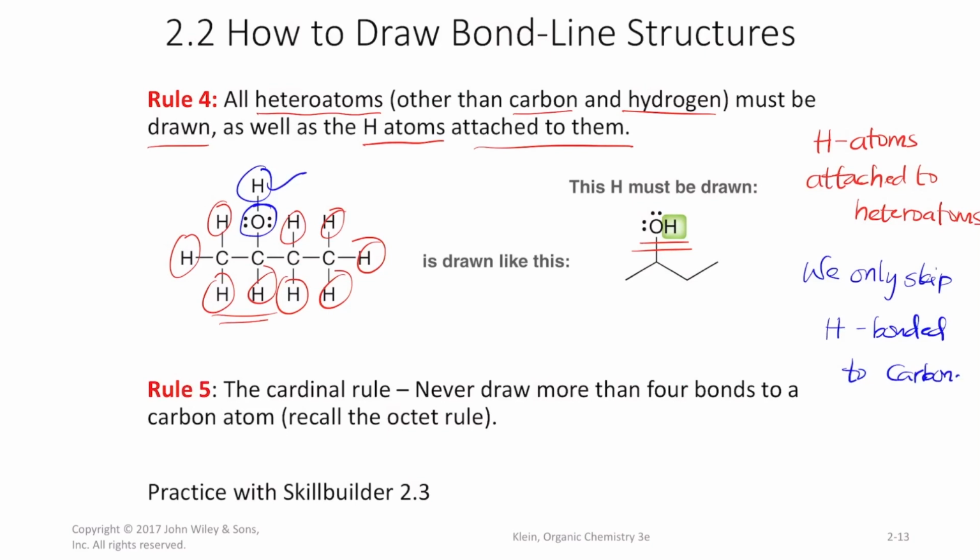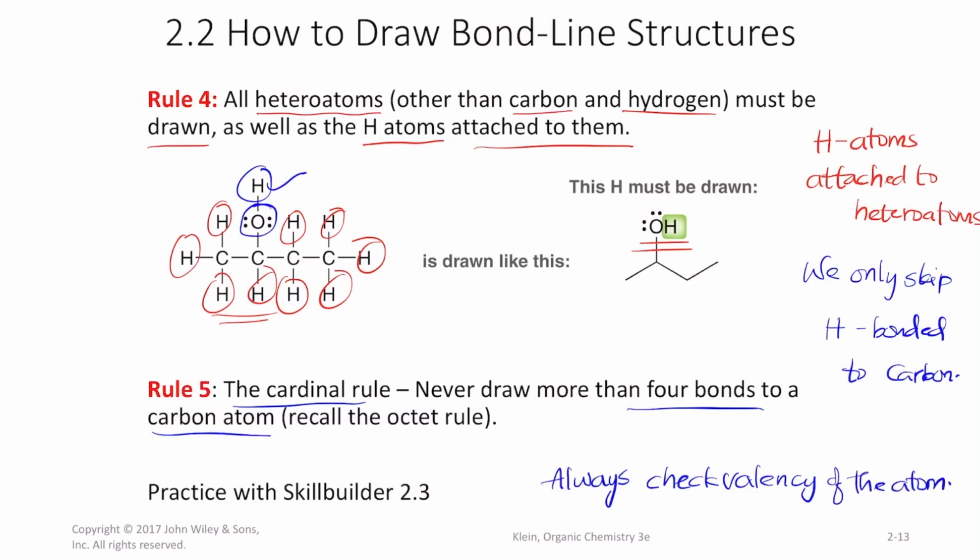Next, rule 5, the cardinal rule: never draw more than 4 bonds to a carbon atom. So always check the valency of the atom to make sure that you are not drawing more than 4 bonds for a carbon, more than 3 bonds for nitrogen and more than 2 bonds for oxygen. So this is the idea behind how to draw the bond line structures.